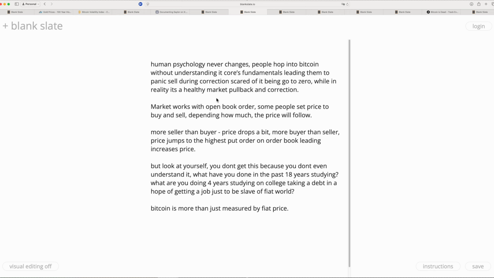Well, in reality, it's a healthy market pullback and correction, because that's a pullback, correction, and then consolidation of the market. It means the market is actually very, very healthy, especially if you look at the market cap, which is sitting at only 2 trillion. It's healthy.